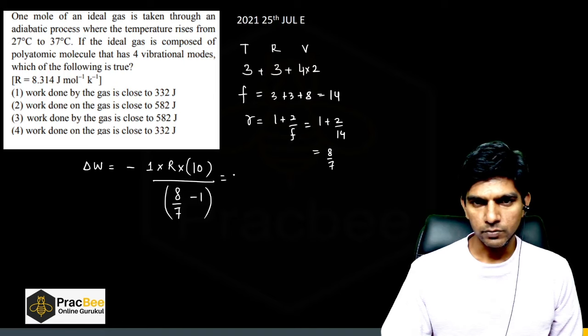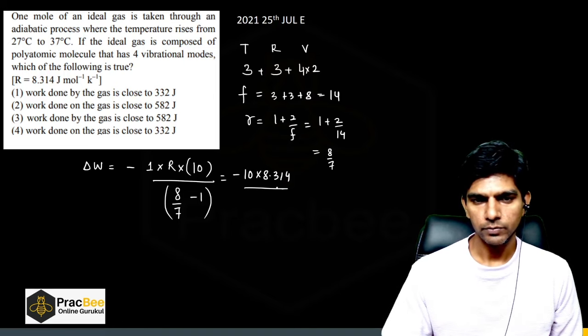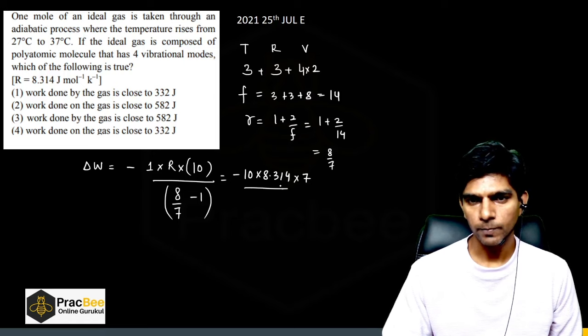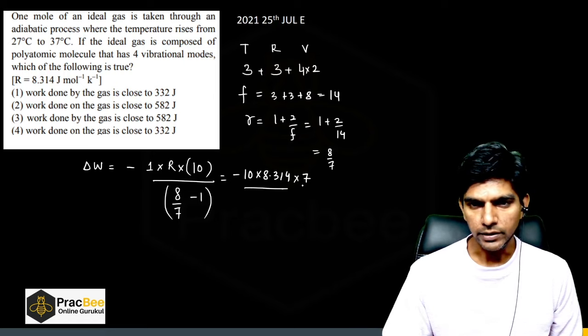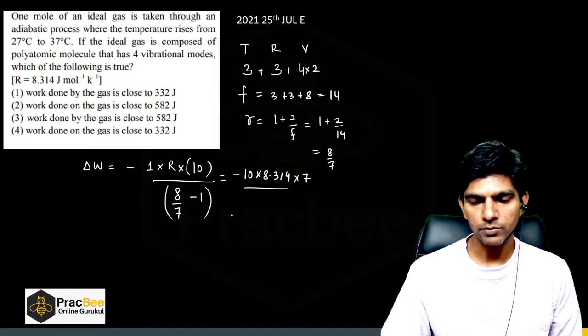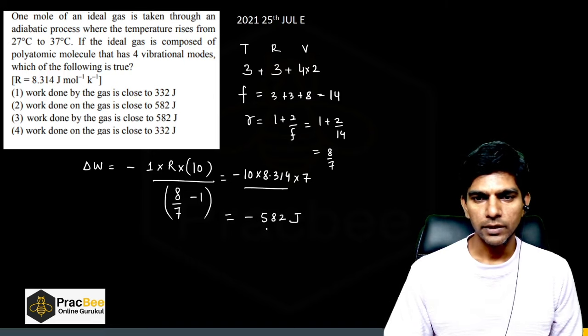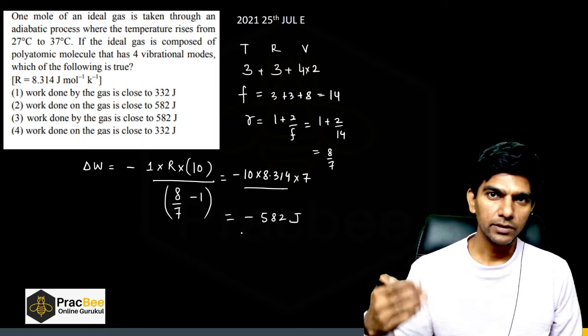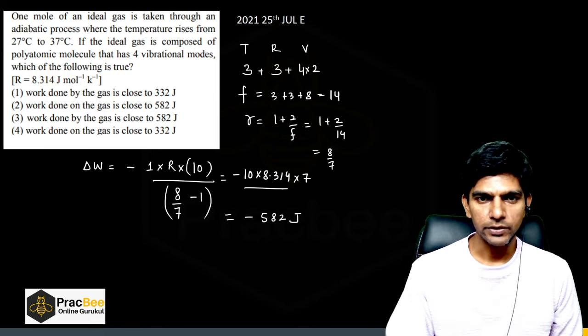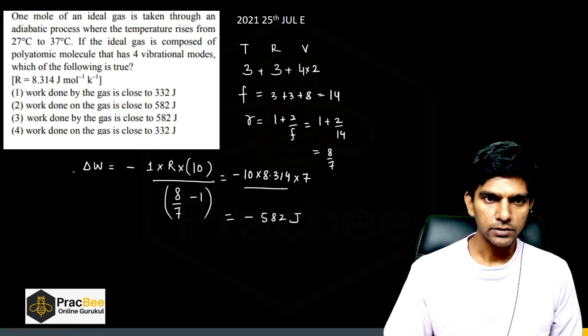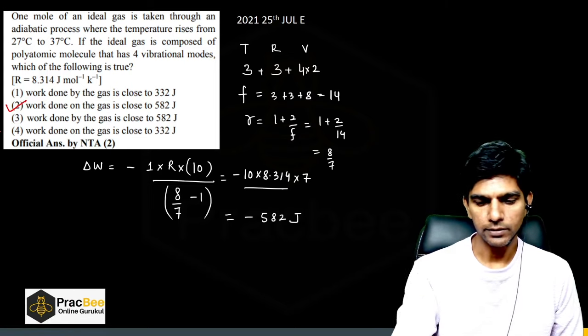So this can be written as minus 10 times 8.314 divided by 1 by 7. So if you multiply this with 7, you can clearly see that it is coming to be close to 580, right? And it comes out to be negative. So it is minus 582 joules. And since it is negative, it means the work done is on the gas. So work done on the gas is close to 582 joules. So option 2 is the right answer.